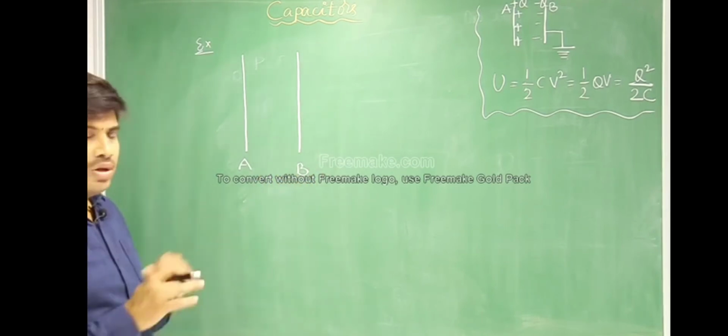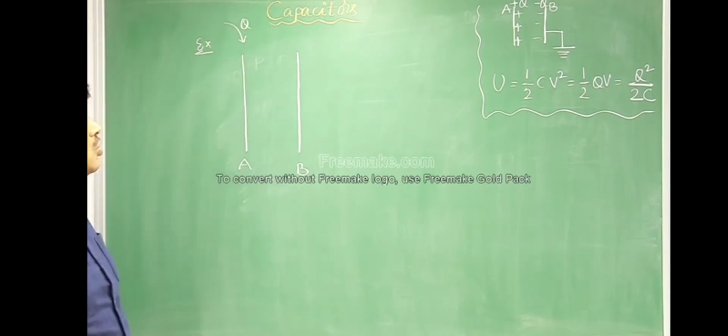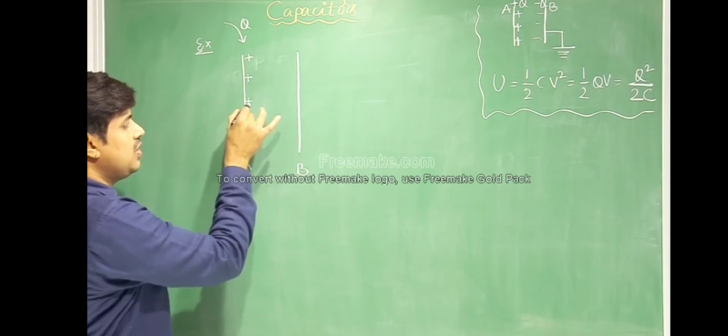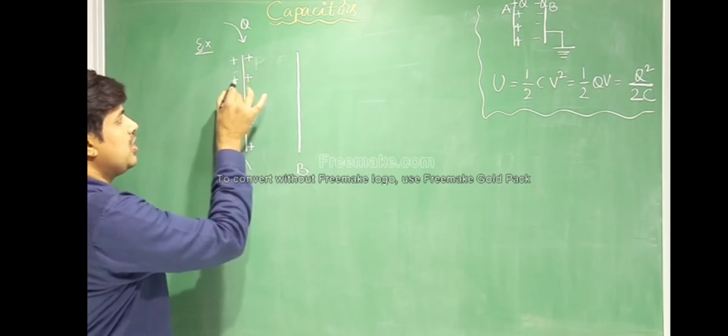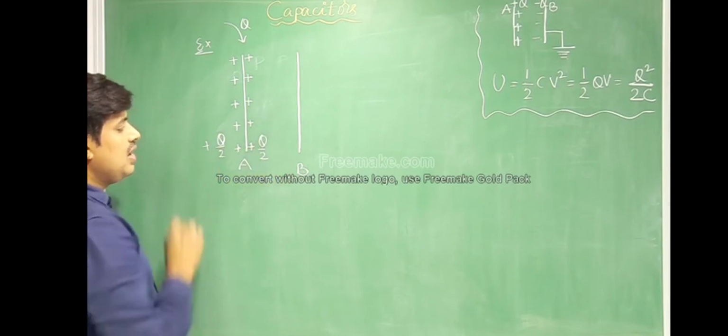Now I am not connecting B to ground and I am not giving any charge to B. I just give charge to A. This charge is Q. When I give charge to A, the distribution of charge on the surfaces of A will be as shown. Charge will be distributed equally on either side. So here will be plus Q by 2, here is plus Q by 2. Like that charge gets distributed.